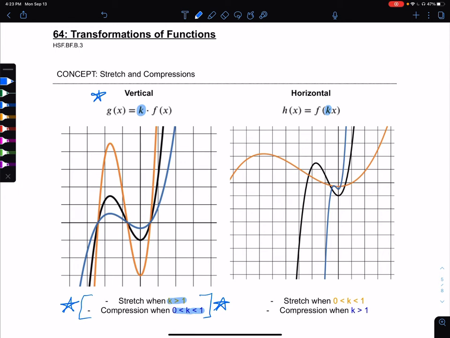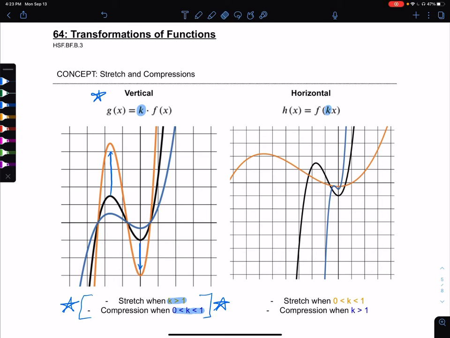Now, if you look at the graph we have here, the black function is our original function. For this specific example, we'll just call that f of x. Now, when k is greater than 1, you're going to see that the graph is pulled in a vertical direction. It's going to be stretched up and down, and it's going to be pulled away from the x-axis. It's going to be stretched vertically.